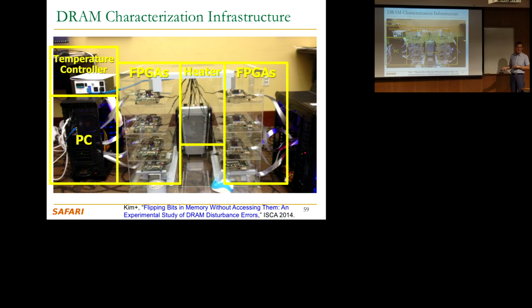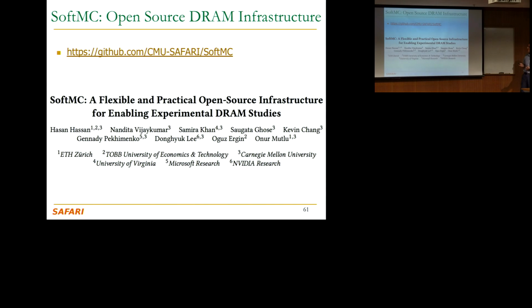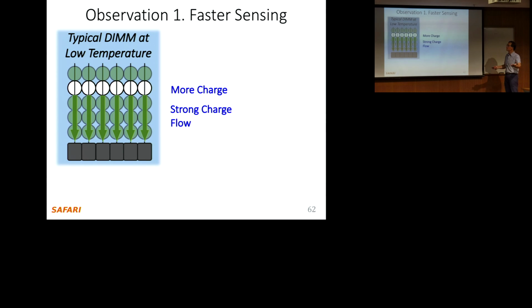So we've actually characterized this with our real DRAM infrastructure. As I said, you've seen this picture many times also. And you can do these studies yourself also. You can repeat and figure out on your own. Basically, let's look at the faster sensing part. This is the typical DIMM at low temperature. It has more charge. There's strong charge flow because of that more charge. As a result, you sense faster, right?